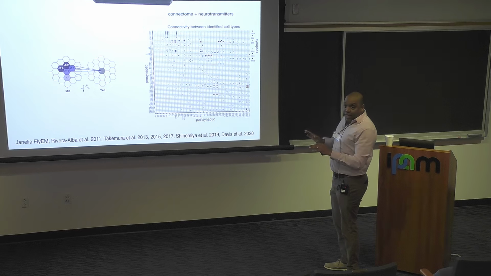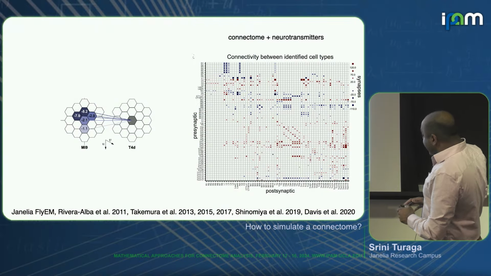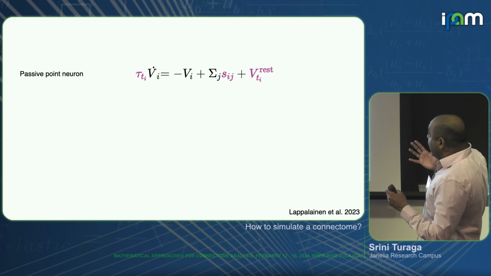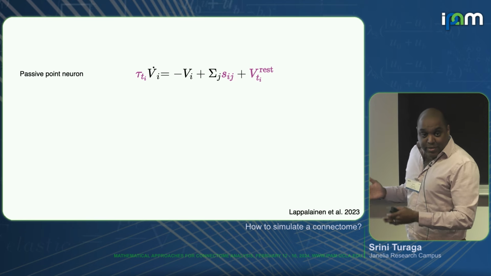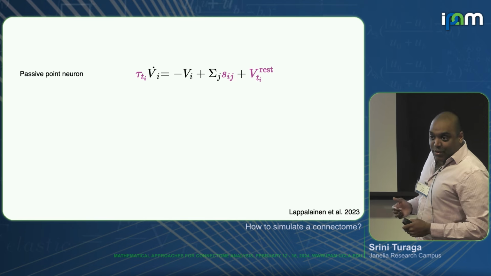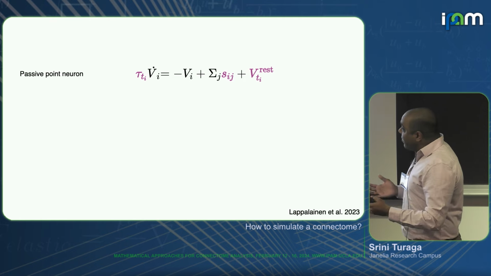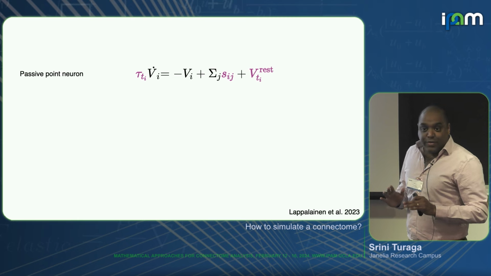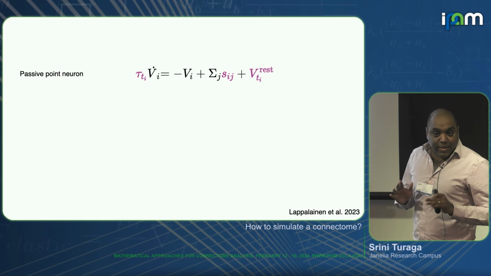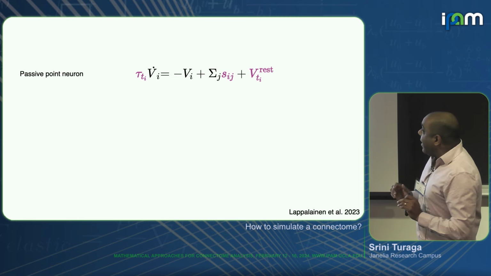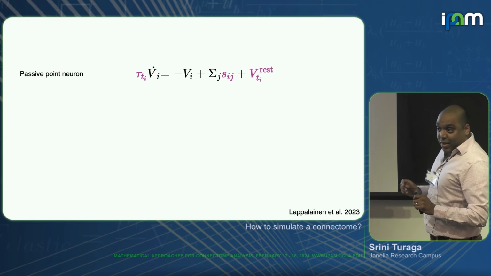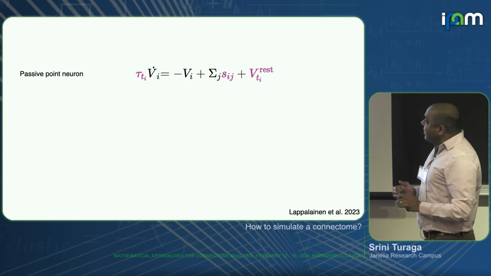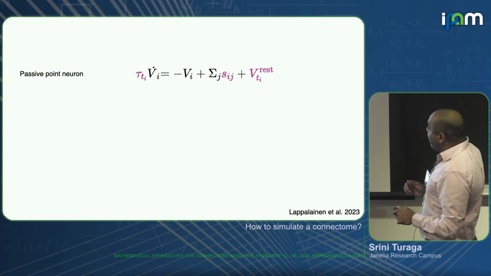Okay, so now that's the structural data that we have. And what we wanted to do is to figure out how to simulate it. So I'll tell you about the dynamics that we're going to put onto these neurons, which are really the simplest that you can do. These neurons, in the early visual system, do not spike. So we treat them as passive point neurons. They're also quite small.